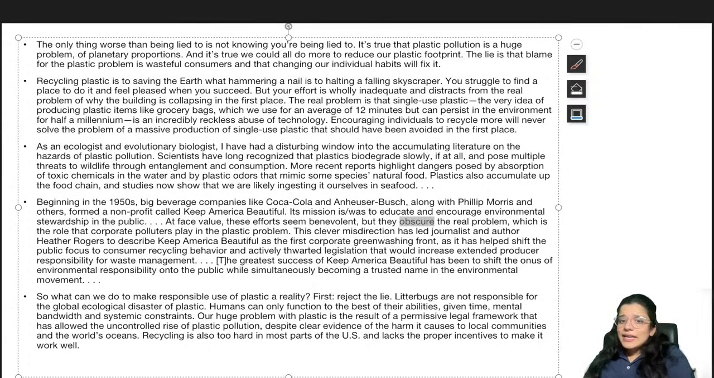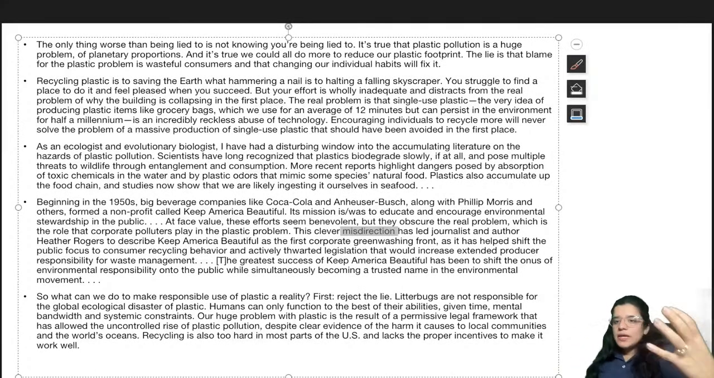They say that this clever misdirection has led the journalist and author Rogers to describe Keep America Beautiful as the first corporate greenwashing front, as it has helped shift the public focus to consumer recycling behavior and actively thwarted legislation that would increase extended producer responsibility for waste management. Right. So what is the author saying?